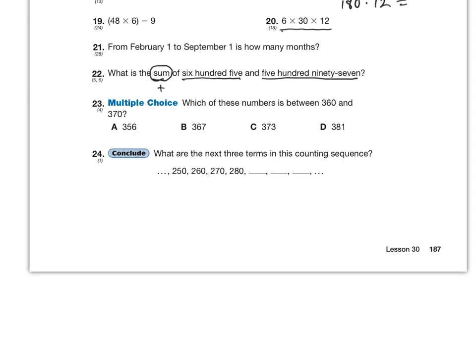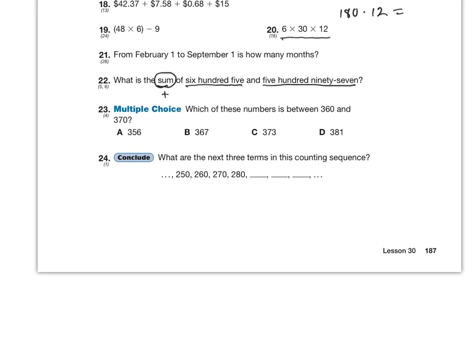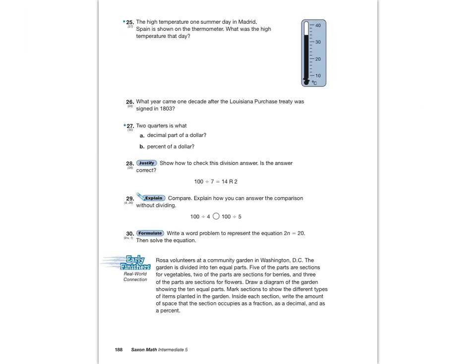24. What are the next 3 terms in this continuing sequence? Oh, they're counting by tens. 250, 260, 270, 280, 290. Write the next 3 in, okay?